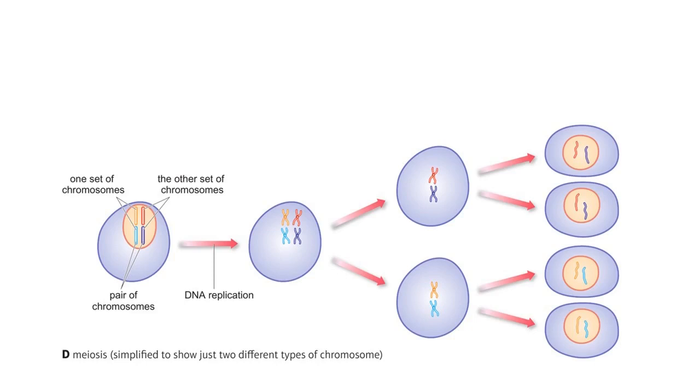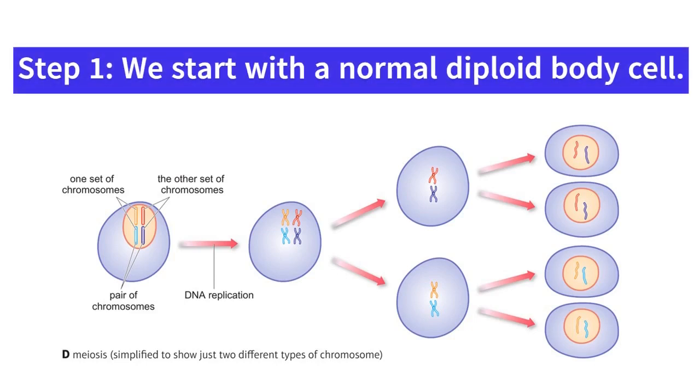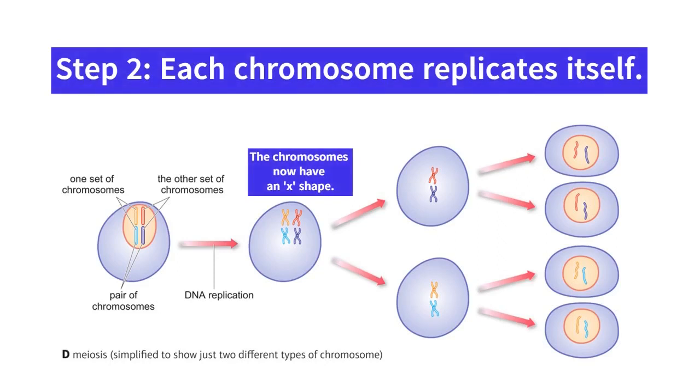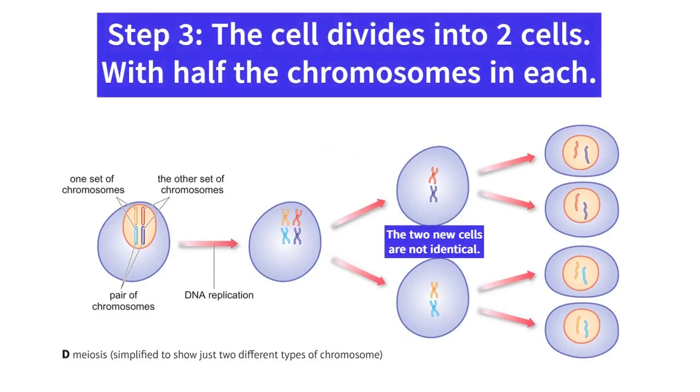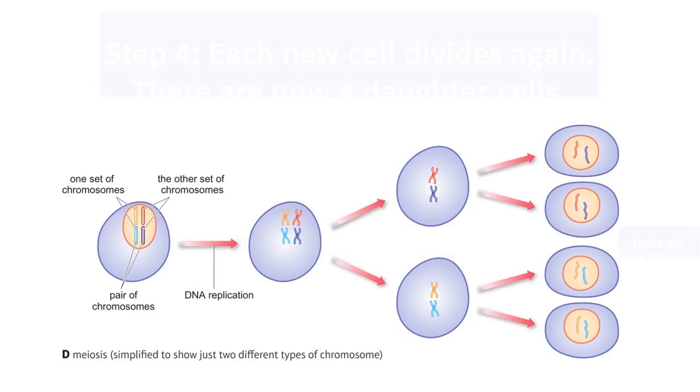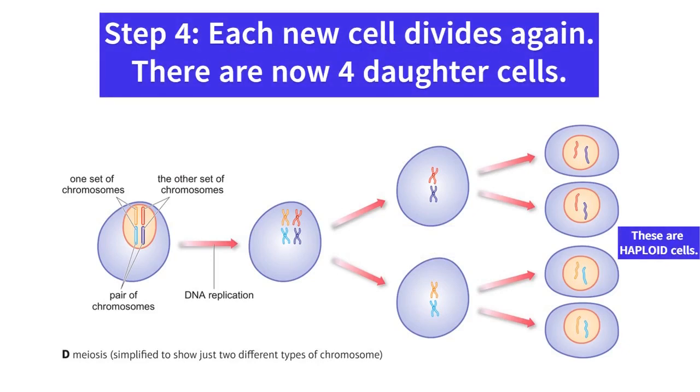We can break the process of meiosis down into 4 stages. In the first stage, we start off with a normal body cell, just like we would in mitosis. And that cell is a diploid cell with 46 chromosomes in 23 pairs. Stage 2 is that each of the chromosomes replicates or copies itself, forming an X shape. Stage 3 is that that cell divides into 2 cells, taking half the chromosomes into one cell and half into the other cell. And in the last stage, each of those cells divides again. There are now 4 daughter cells, each of them a haploid cell with half the number of chromosomes that we started with in our original diploid cell.